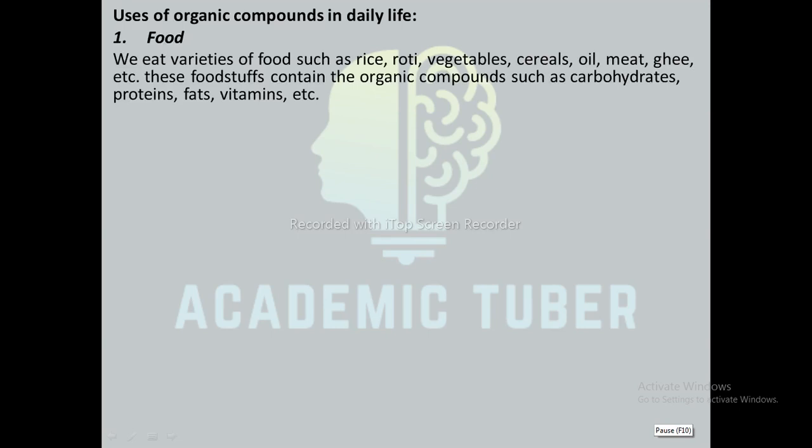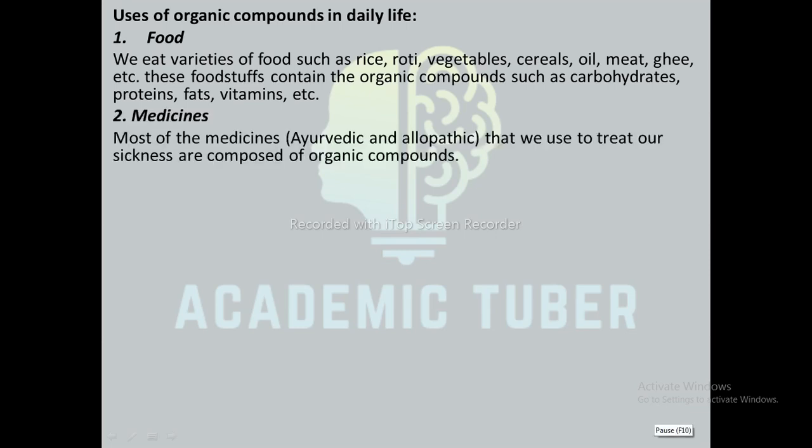First one, food. We eat different varieties of food such as rice, vegetables, cereals, oil, meat, egg, dairy products, fruits, nuts, etc. These foodstuffs contain organic compounds such as carbohydrates, protein, fat, vitamins, etc., which are essential for healthy growth and development.